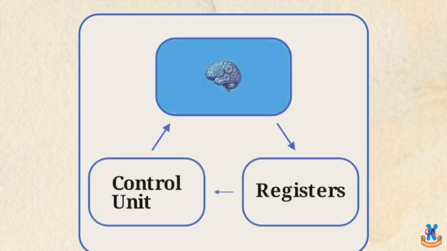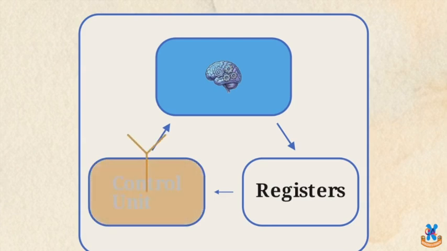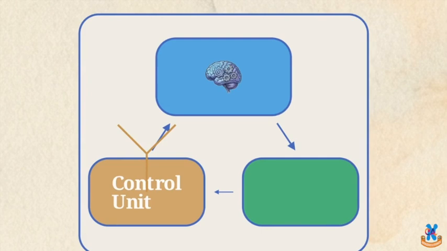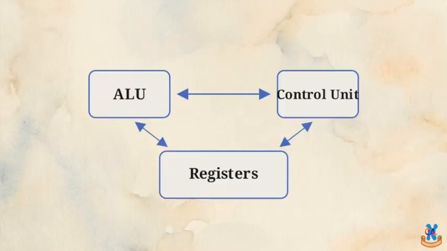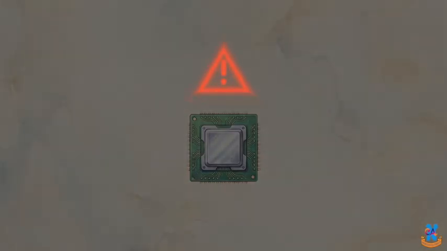The arithmetic logic unit is the analytical left brain performing calculations. The control unit acts as the nervous system directing the flow of traffic. And the registers serve as your instant short-term memory for immediate tasks. But this logical setup is entirely useless on its own.